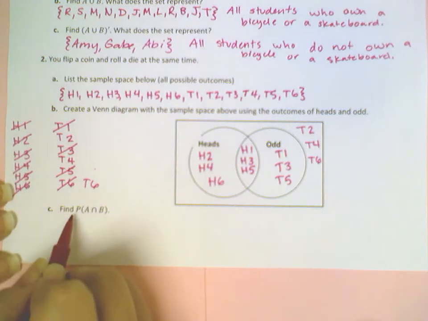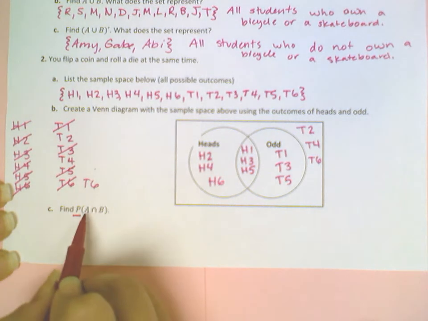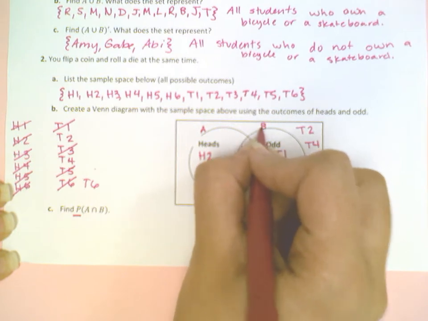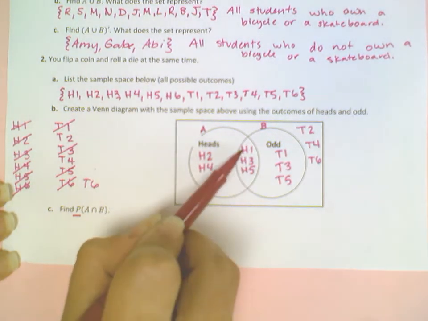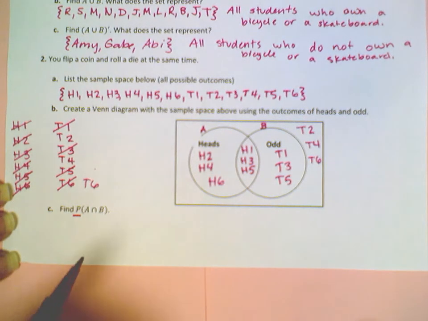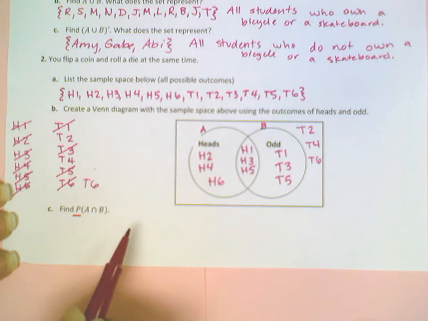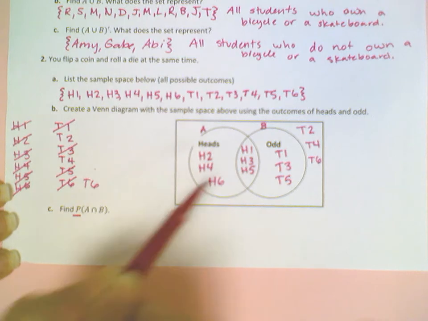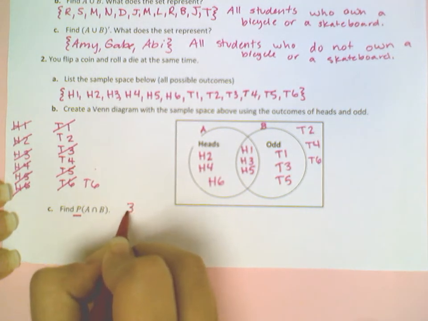Now it says to find the probability. If we're asked to find the probability, again, this capital P means probability, of A intersect B. I'm going to call this one A and this one B. A intersect B is what they have in common. There's 3 options there. If I'm asking for the probability, the answer should be either a fraction or a decimal. So I'm going to start with a fraction, then I'll convert it to a decimal. A intersect B has 3 possible outcomes.